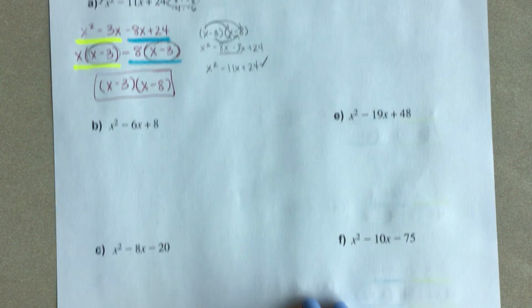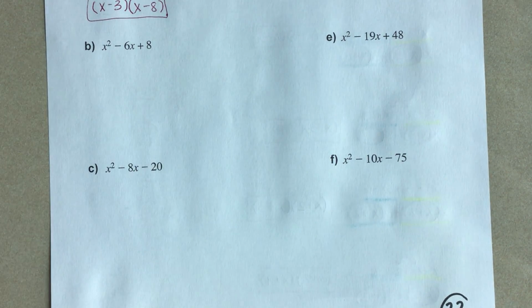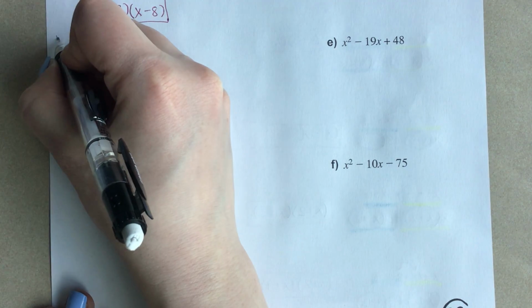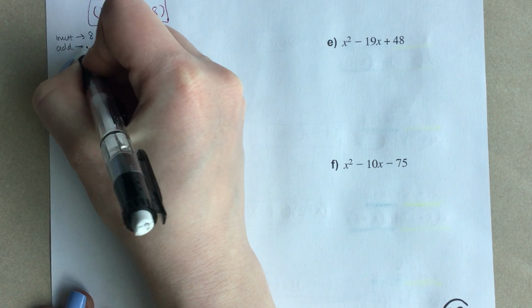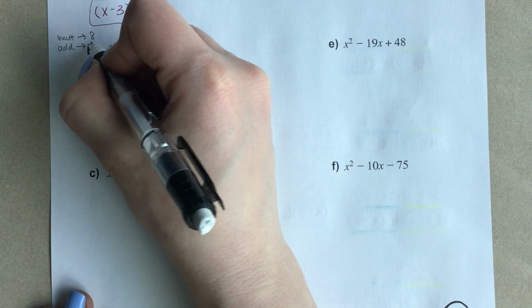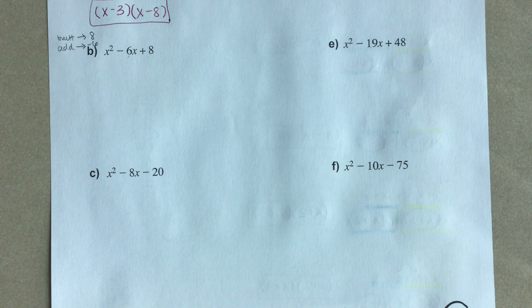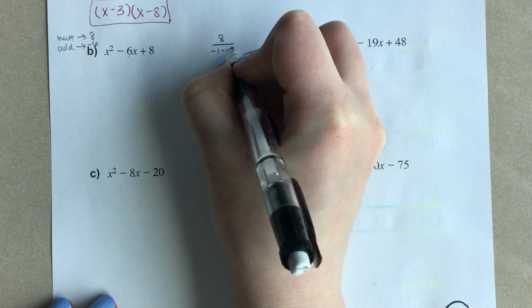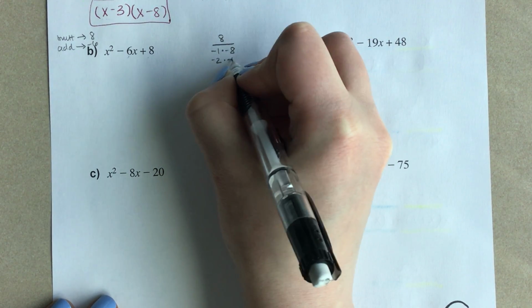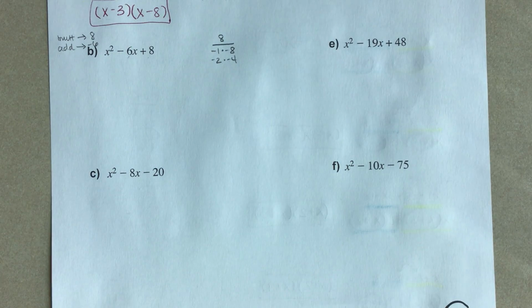Okay, we're going to do a couple more. These are still the same concept, just be mindful of negatives. So we need things that multiply to positive 8, but they add to negative 6. How do I have two things that are going to multiply to a positive number but add to a negative number? Well, they both need to be negative. So what are some multiples of 8 that are negative? Negative 1 times negative 8, and then negative 2 times negative 4. And that's all we've got.